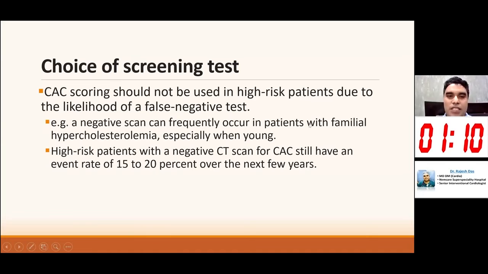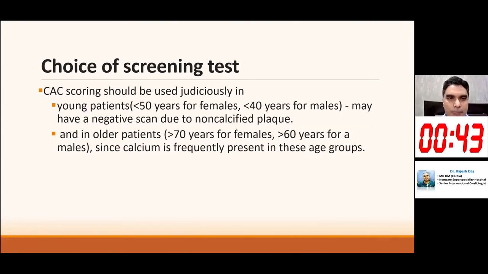And in patients with familial hypercholesterolemia, those who are very young, those patients have non-calcified plaque with significant stenosis. So in those patients also, we can get a false negative test. And even in very high-risk patients with a negative CT scan for CAC, there is a very high event rate, that is 15 to 20% over the next few years. So in high-risk patients, we should avoid prescribing calcium scoring.